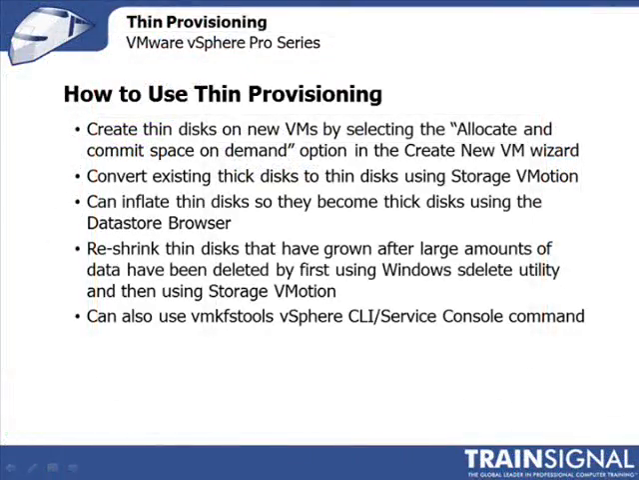You can also inflate thin disks so they become thick disks by using the data store browser and selecting a virtual disk, and then selecting the inflate option. The VM must be powered off first though, or you'll get an error message saying that it cannot lock the file. Optionally, you can also use storage vMotion to convert a thin disk to a thick disk while the VM is running by moving it to another data store, selecting the thick format, and moving it back again. Let's look at a demonstration of inflating a thin disk so it becomes a thick disk.